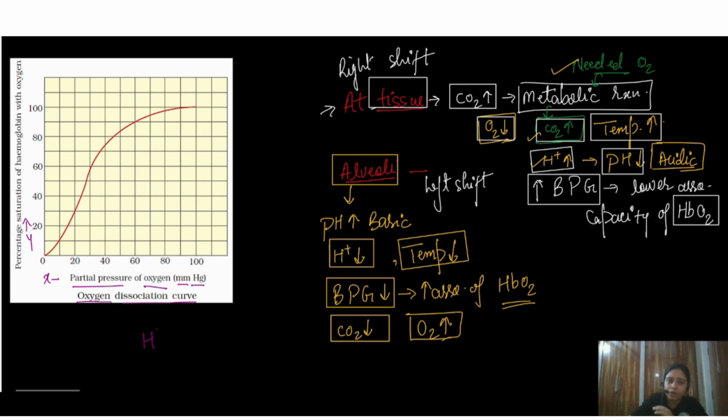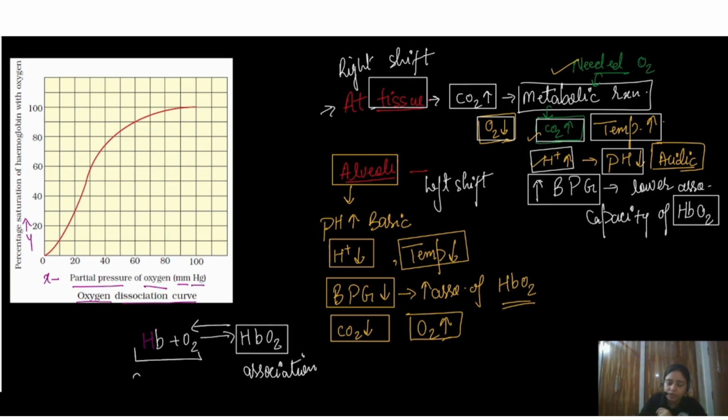This is going to happen: Hb plus O2 will form HbO2. So this is the oxygen and Hb association. This is actually the association, right? And it is happening in the alveoli, and this is actually the dissociation, which is happening in the tissues. So oxygen is associated with the Hb, or oxygen is dissociated from the Hb.